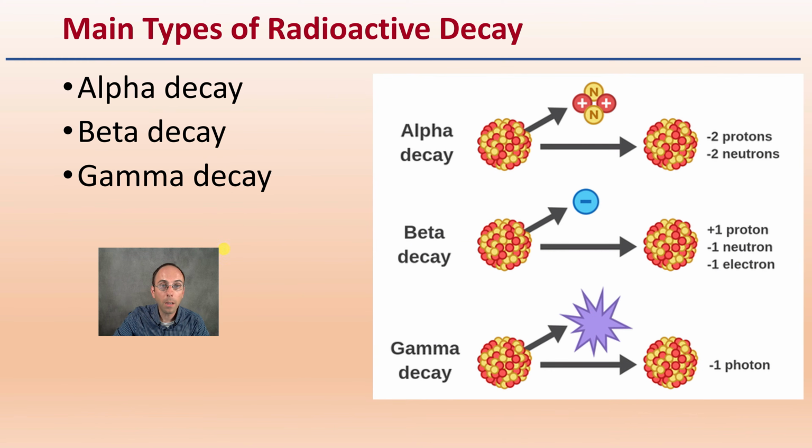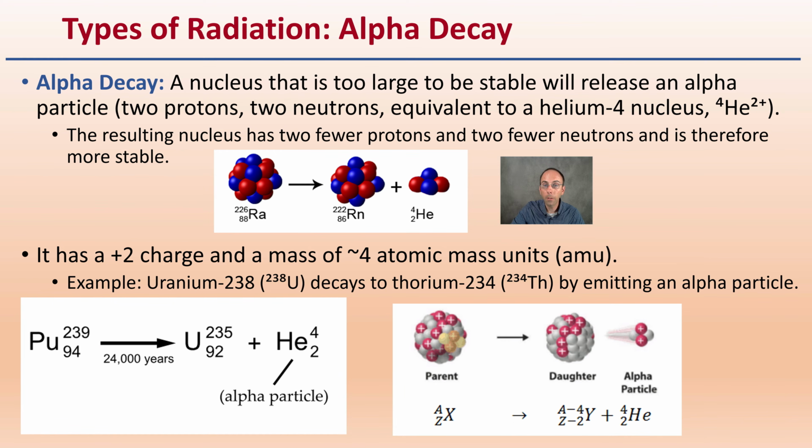So again, the main types of radioactive decay here: we're looking at alpha decay, beta decay, and gamma decay. And we're going to talk about each of these three in a little bit more detail. So let's start with alpha decay.